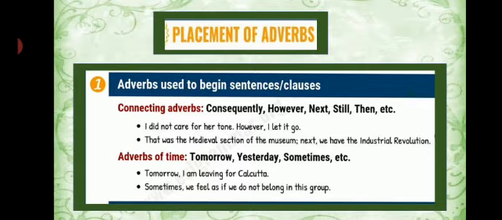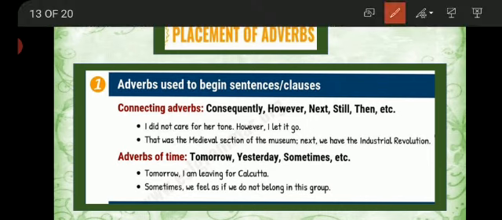Okay? Now we are going to talk about the placement of adverbs, or you may say the position of adverbs. The first position is at the beginning of the sentence. Which type of adverbs are used at the beginning of the sentence? Yes, connecting adverbs. Here are some examples of connecting adverbs: however, next, still, then. I will not care for her tone. However, I let it go.